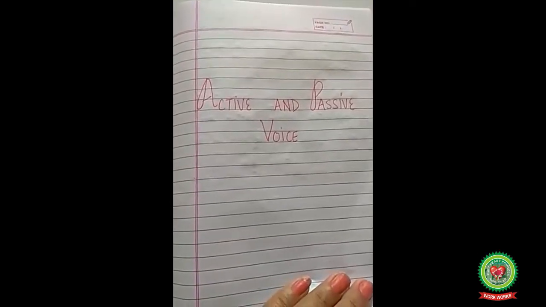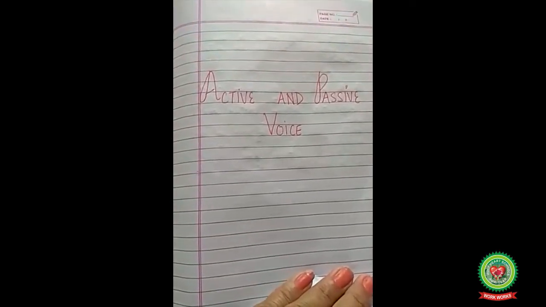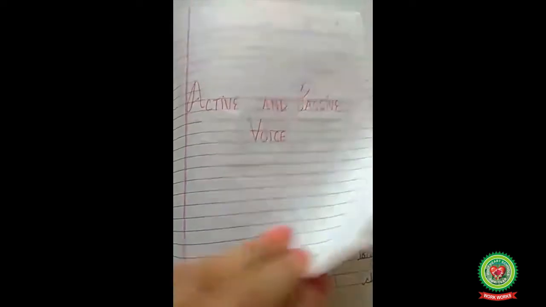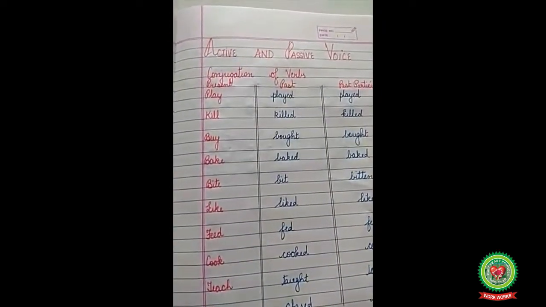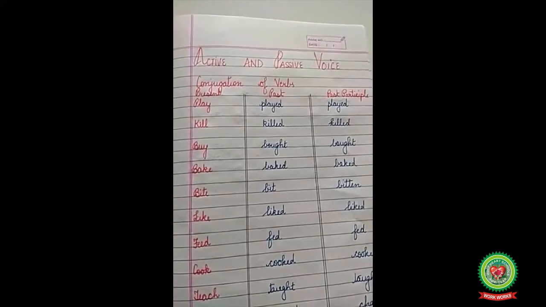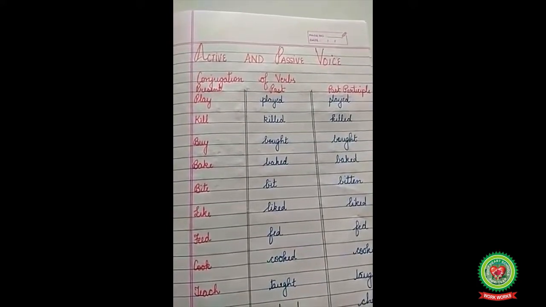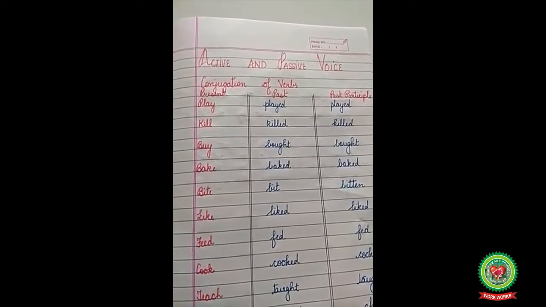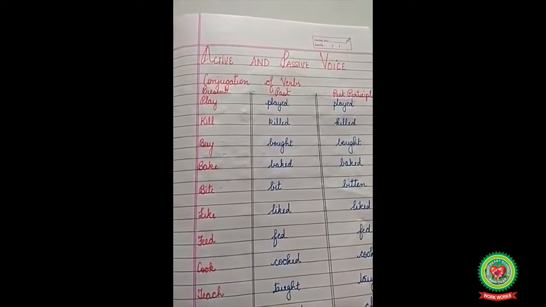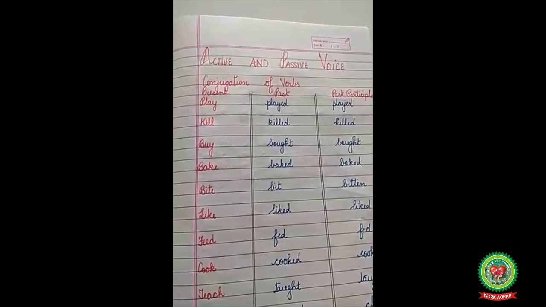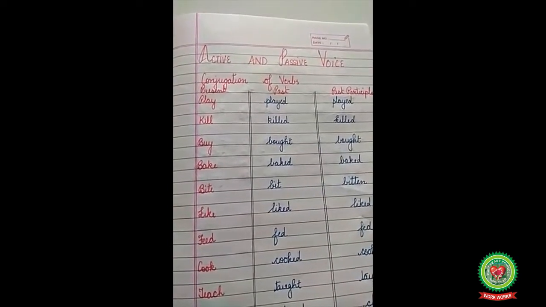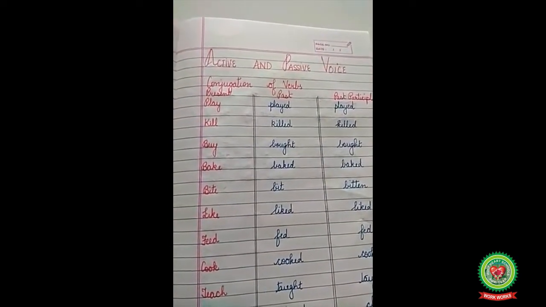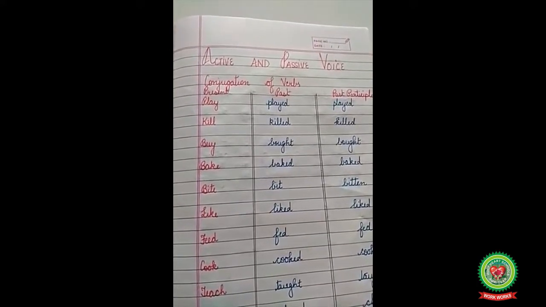Good morning, students. Today we are going to do active and passive voice. The objectives of learning active and passive voice are to understand why active or passive voice is appropriate, differentiate between active and passive voice, convert a sentence from active voice to passive voice and vice versa, and write sentences in the passive voice in present and past tenses.